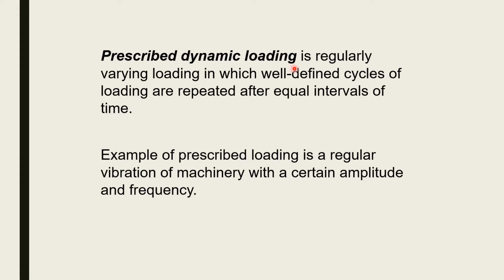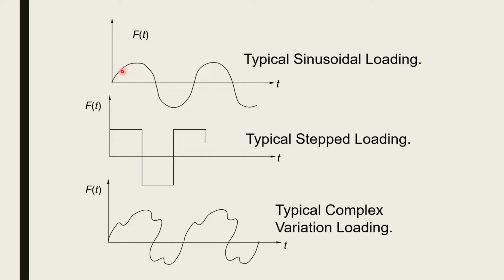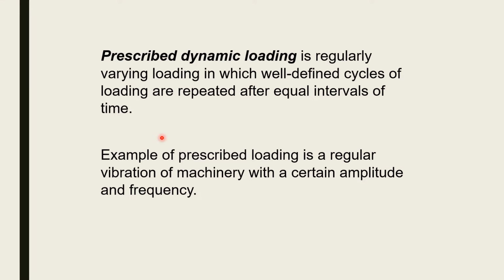Prescribed dynamic loading is regularly varying loading in which well-defined cycles of loading are repeated at equal intervals of time. An example of prescribed loading is the regular vibration of machinery with a certain amplitude and frequency. Let me show the example here. Here is a sinusoidal wave that will continue after an equal interval of time with the same magnitude. That is the example of machinery loading.